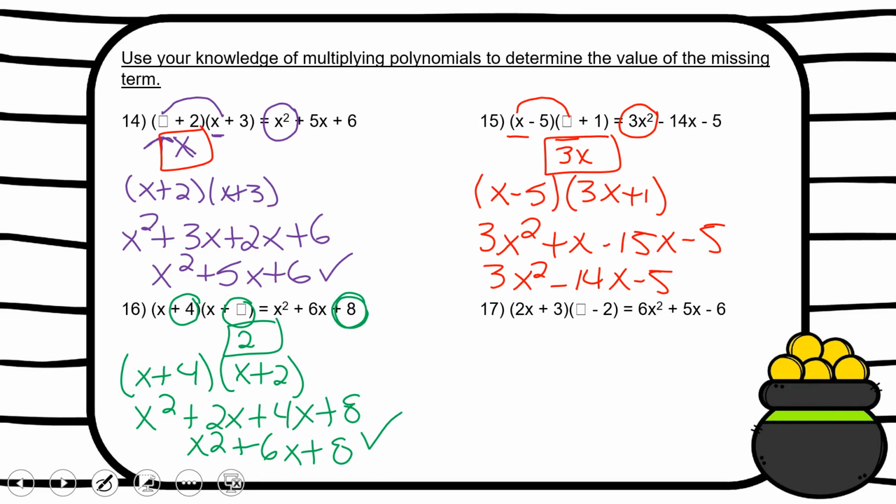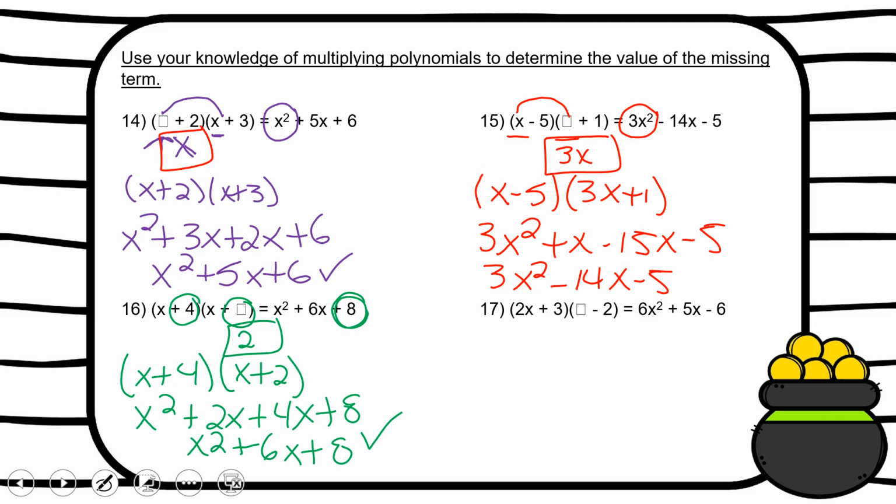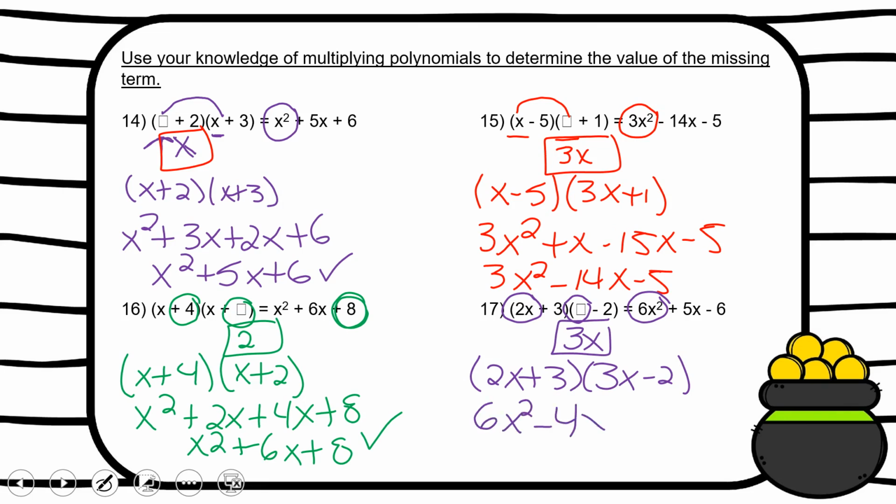Okay, if you're doing this at home, pause the video and see if you can do 17 on your own. Okay, it's the first number that's missing. Well, I know if I multiply both my first numbers together, I've got to get a 6x squared. So what could this possibly be? Probably a 3x, but let's test it. Multiply this out and let's see if 3x is true. It's looking like it's going to be good to go. Combine your like terms.